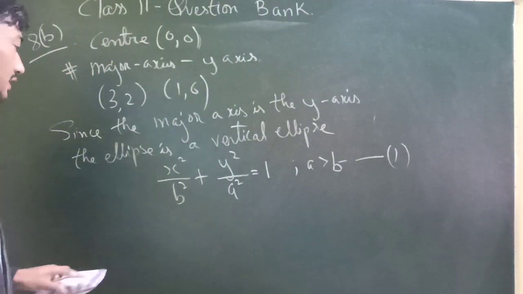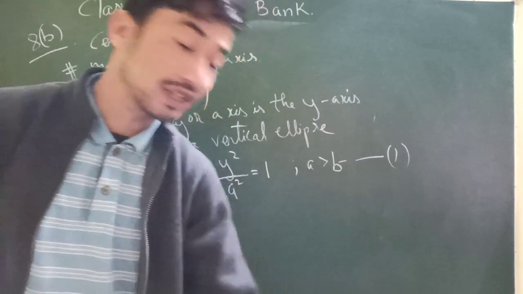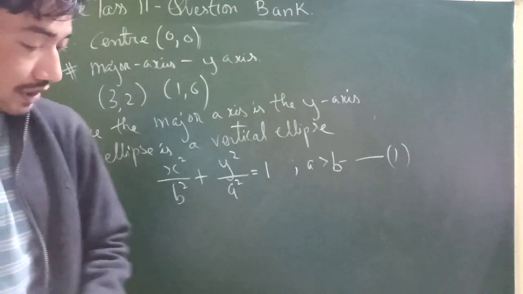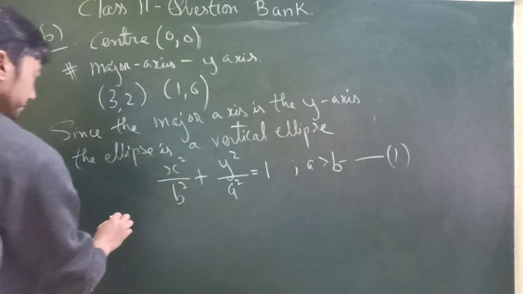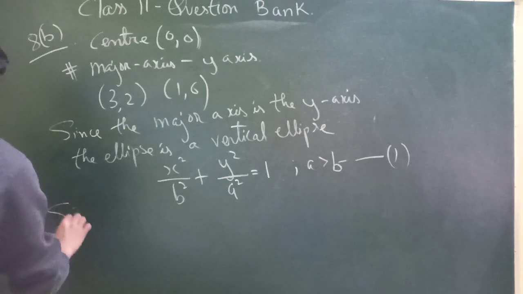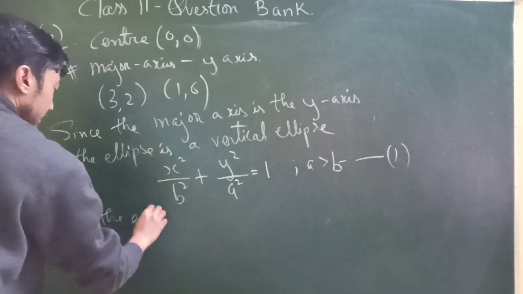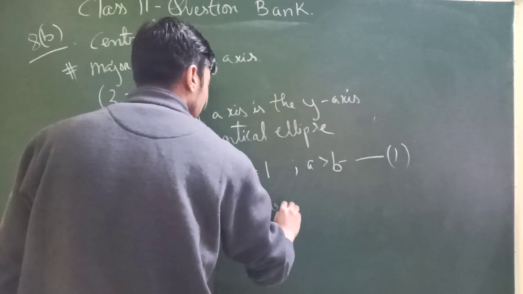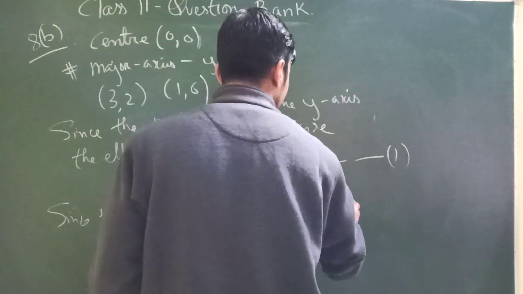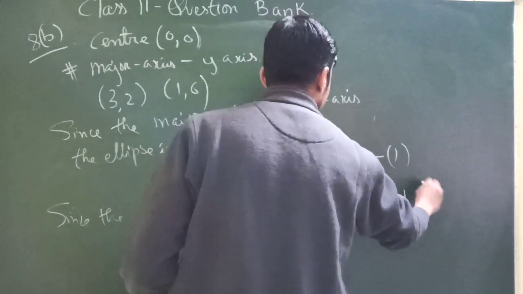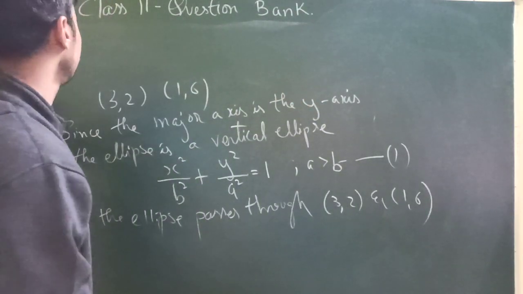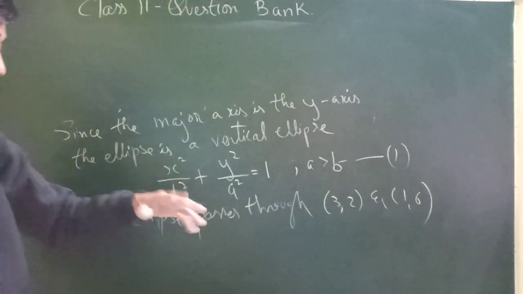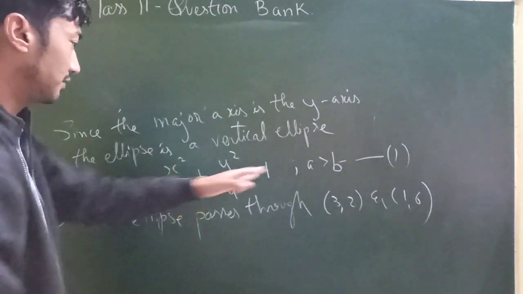Now there are two conditions given, that is this vertical ellipse passes through the two points, this and this. So, you can just note it down, maybe I'll just write here, since the ellipse passes through the points 3, 2 and 1, 6. So in that case, what shall we have? In that case, definitely, as we have been talking again and again, these points will definitely satisfy the equation of the ellipse.